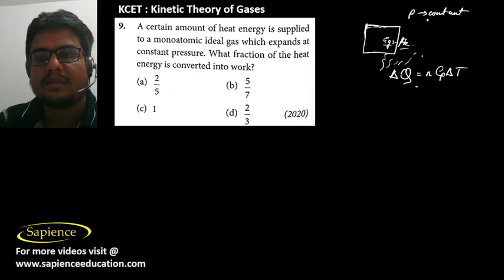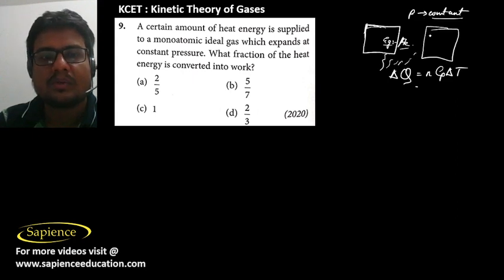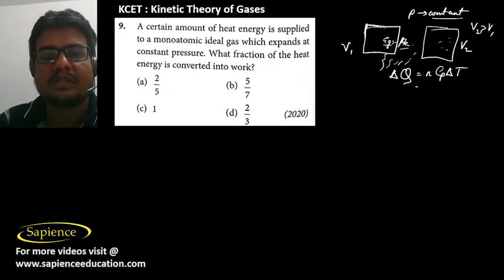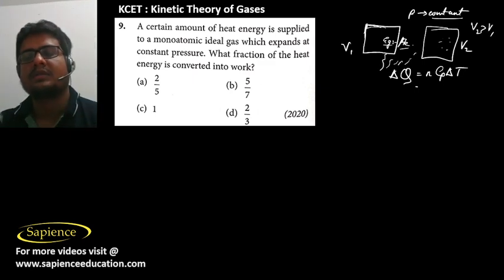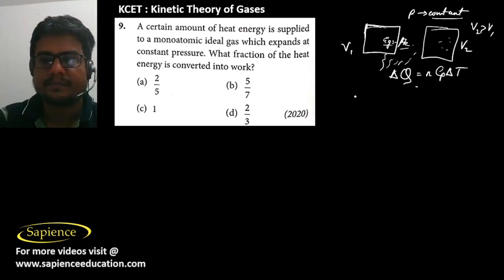Since at constant pressure only, the heat is supplied and the gas expands. So the volume increases, V1 to V2, so V2 is greater than V1. What fraction of heat energy is converted into work?